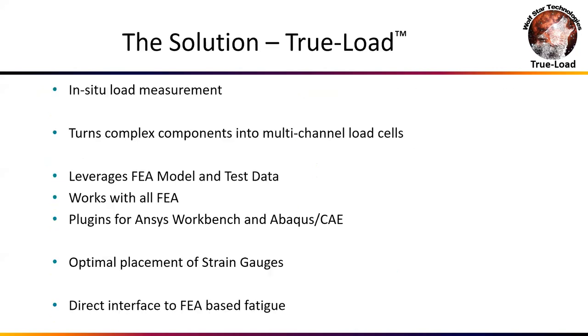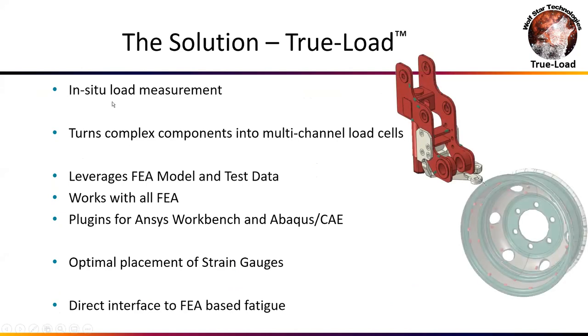So the solution here is TrueLoad. TrueLoad is doing what's called in-situ load measurement. So basically, it's going to turn components into multi-channel load cells by leveraging the FEA model and the test data to work together. We can work with any FEA out there. We've got nice plugins for ANSYS Workbench and Abaqus CAE. But at the end of the day, we're going to get optimal placement of strain gauges, and we're going to get strain-correlated load histories. And now that we've got the strain-correlated load histories, if you're doing FEA-based fatigue, you can use that to drive your fatigue analysis. So this is really the solution for you here.